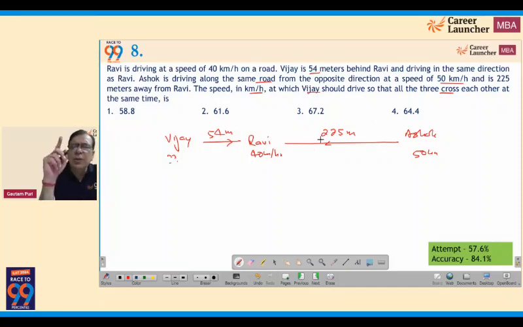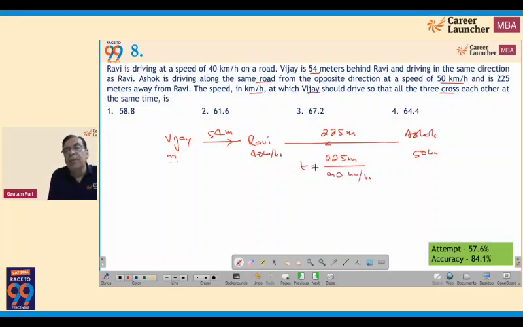Okay. Now, simple question, but I have a small issue with this question. I find most people unnecessarily converting everything to meters or kilometers, not required. I'll tell you why. Just work with the units which are there. Ravi and Ashok, when will they meet? They have to cover a total of 225 meters at the speed of 50 plus 40, 90 kilometers per hour.